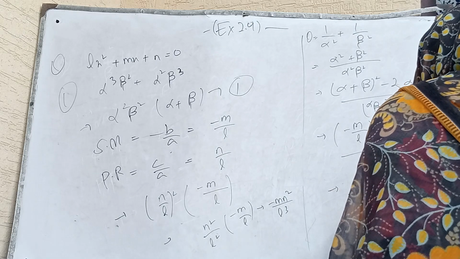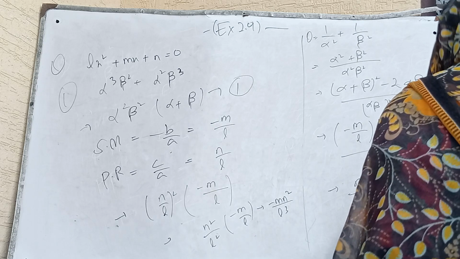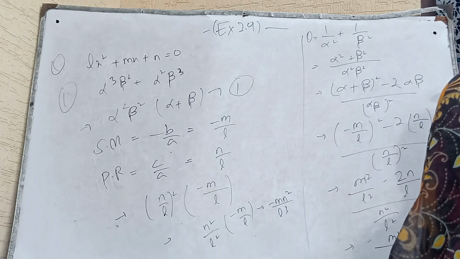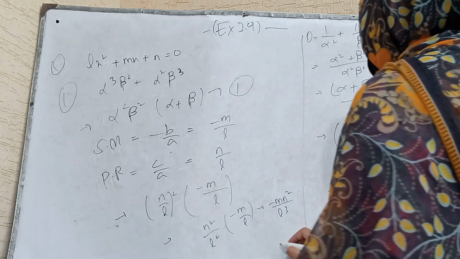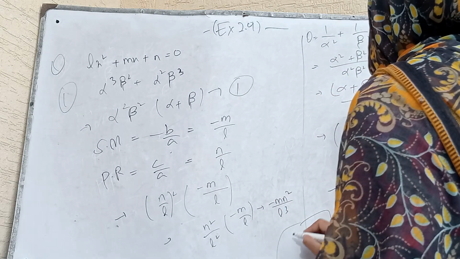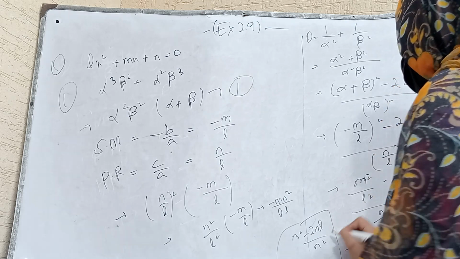So l square, which is m square minus 2n l, and divided by n square over l square. So l square cancels out. The required answer of this is m square minus 2n l divided by n square.